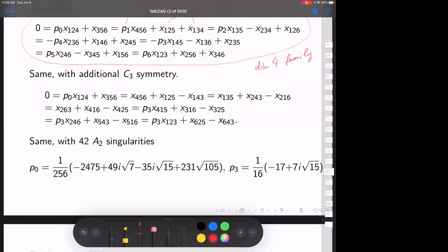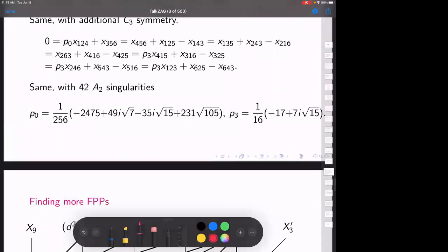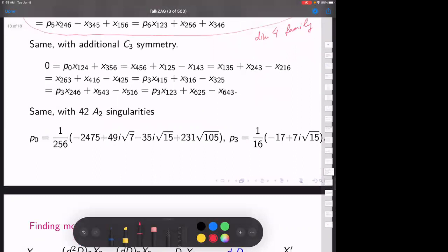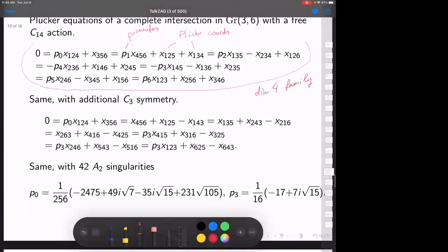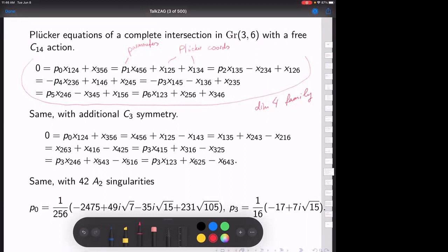So the way to do it was to first compute the curve where the complete intersections are singular, and then look at the singularities of the singular curve, and then plug things in and hope for the best. And this is actually not bad. So this is a description of a 14-fold cover of a C3 quotient of a fake projective plane. Fine. So from here, you get to the quotient of the fake projective plane by C3, but finding the triple cover was a bear. So that took about half a year.